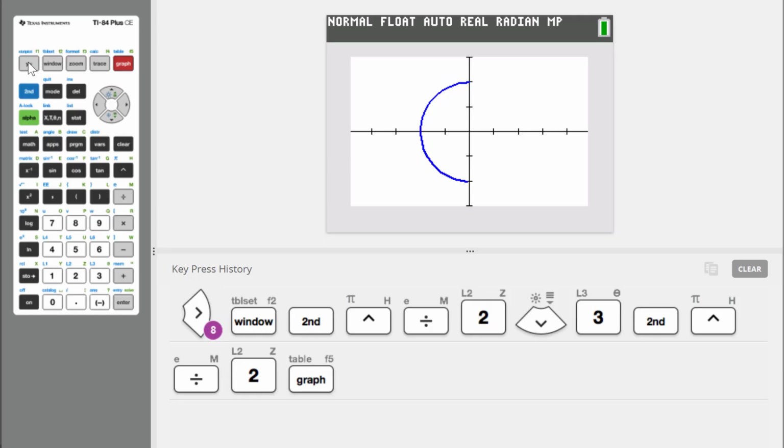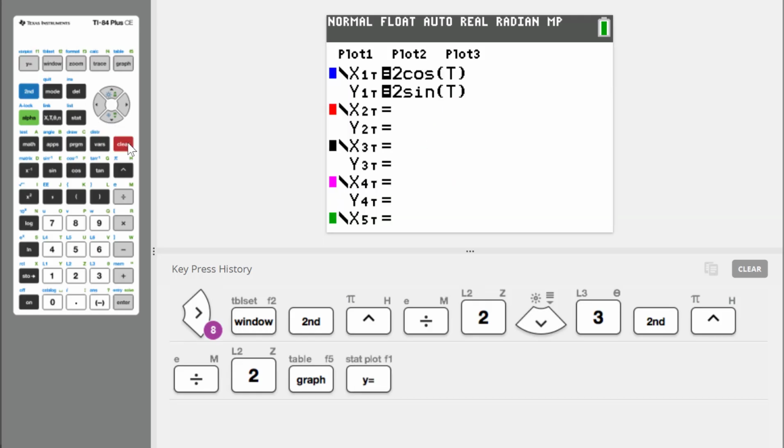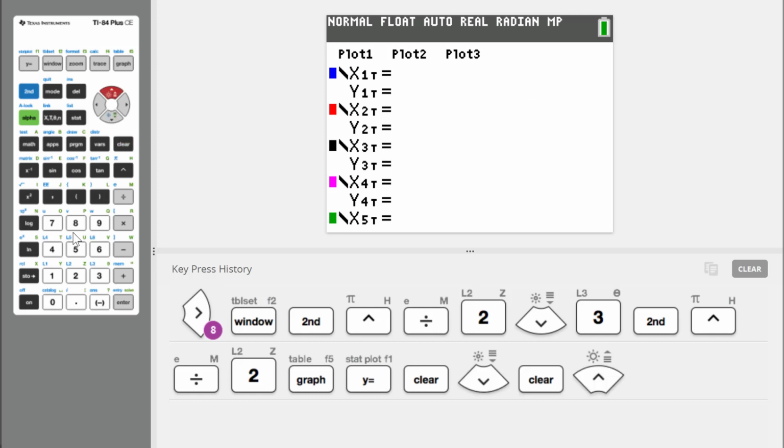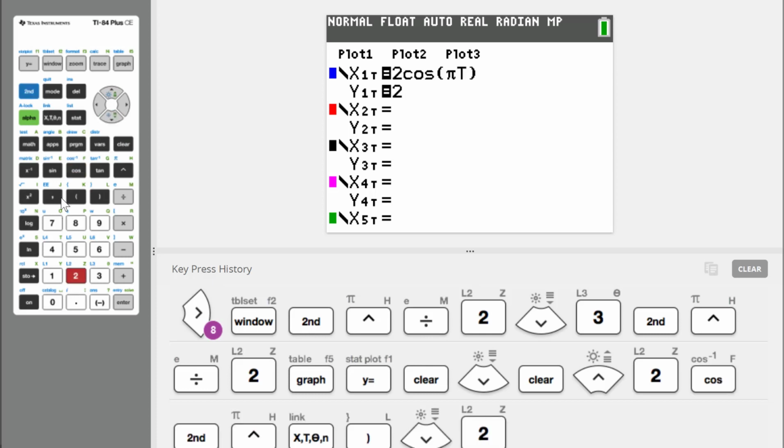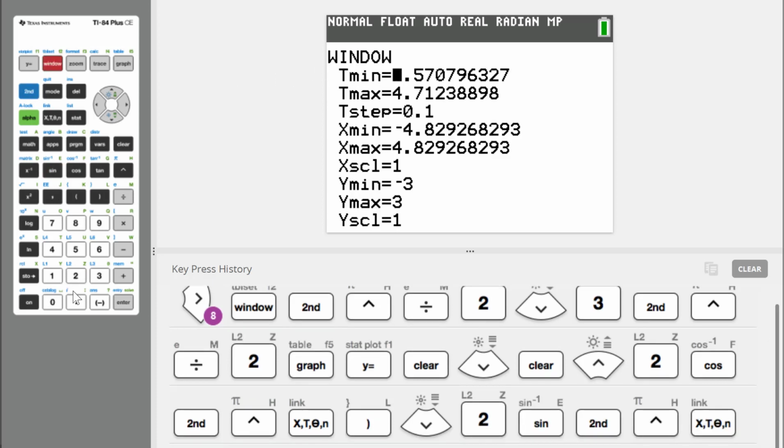So I'll try it out on the calculator. I'll go to my equations. I'll clear out what's in there now and replace the equations with what we just discovered: 2 cosine pi t for x, and then 2 sine pi t for the y. And I guess for my values of t, I should start at 0, and then I think it should just take 2 seconds to go all the way around. Well, let's hit graph and find out.